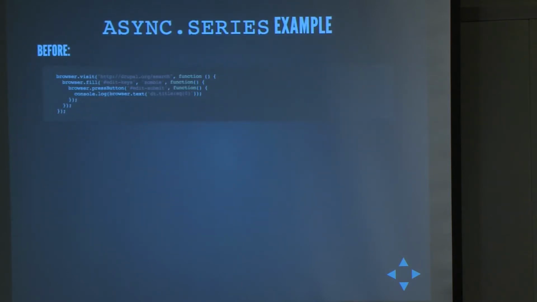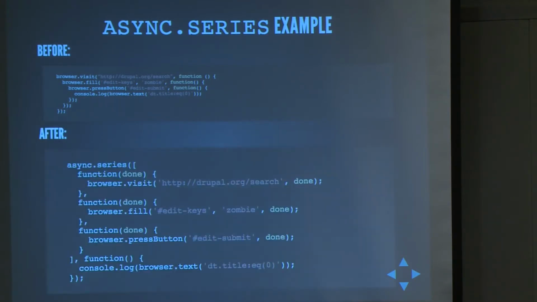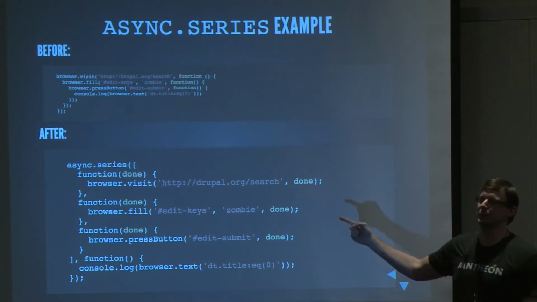So let's take that first example from before and apply it using async.series. What we're going to do here is it's going to look like this. Now, I know what you're thinking off the bat. You're like, this is better? It's more code. It's more confusing. But I'm also going to fix that. I also want to explain why I had to write it this way.